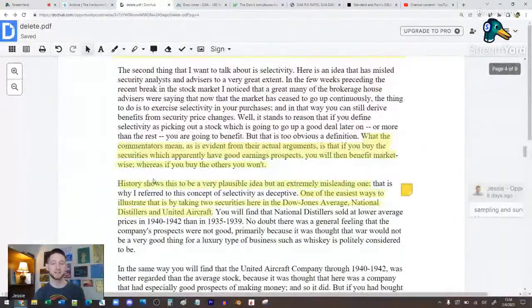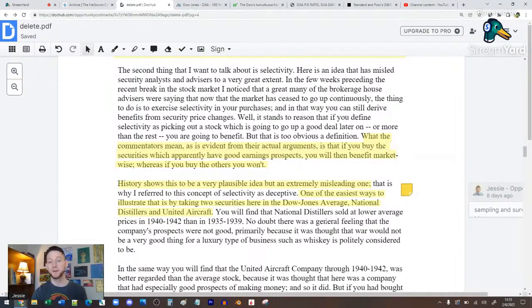The next thing I highlighted says, what the commenters mean, as evident from their actual arguments, is that if you buy securities which apparently have good earnings prospects, then you will benefit market-wise, whereas if you buy the others, you won't. So the key word here is prospects. Wall Street pundits and analysts were obsessed with trying to find companies that had good earnings prospects. So not good earnings, but good earnings prospects.